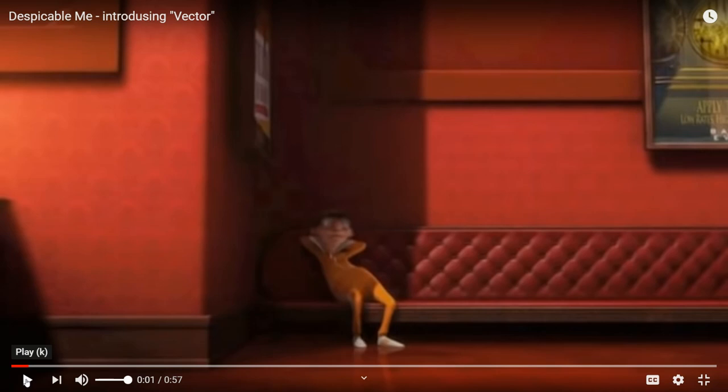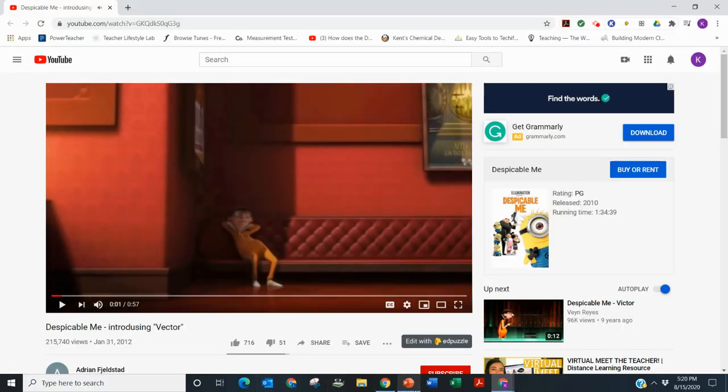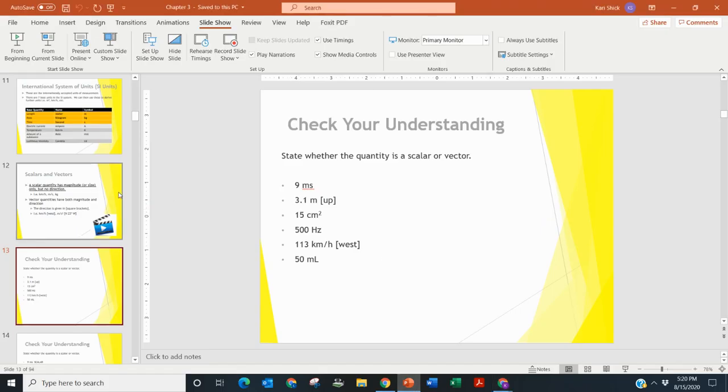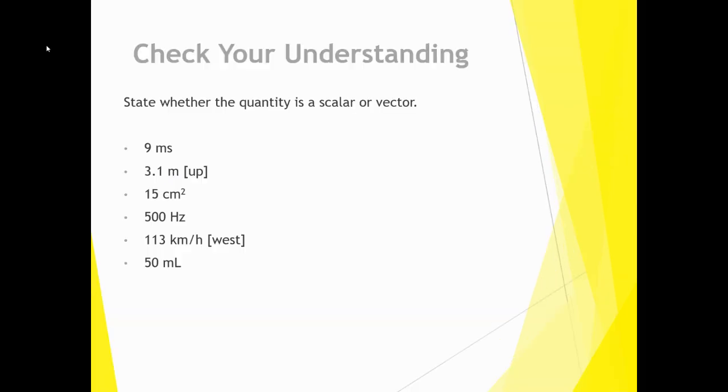So you may have seen the video, but never really recognized that they were talking about a physics concept. So maybe that'll be helpful to you to remember the concept of vector. So let's check and see if you grasp this idea of which is a scalar and which is a vector. So we've got a couple of items here. Take a moment, pause the video, identify which of these you think are vectors and which you think are scalars.